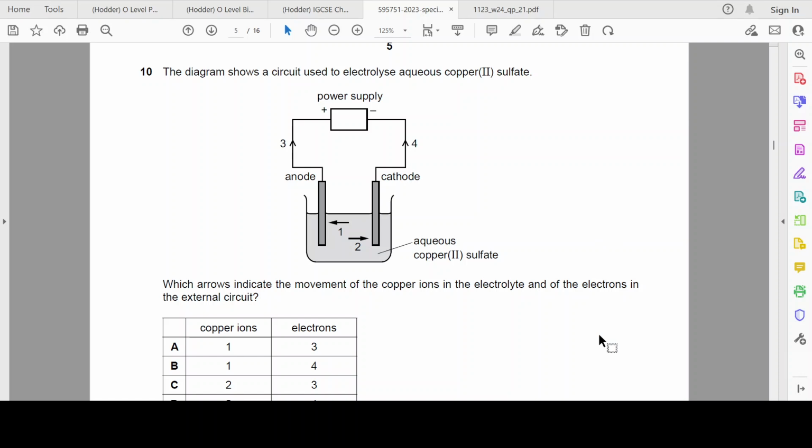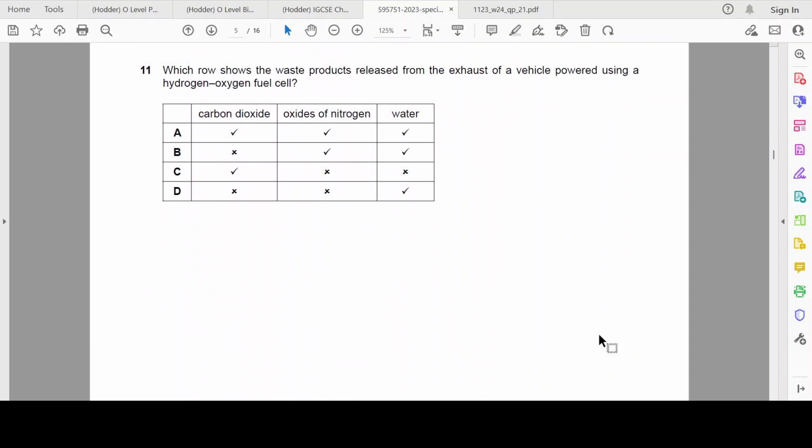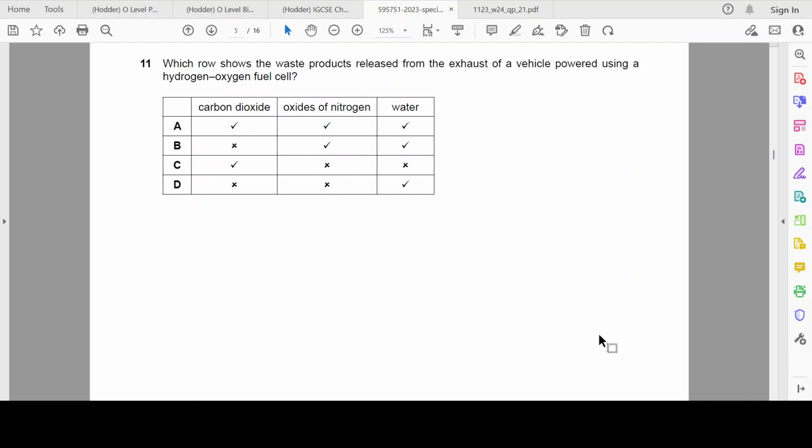We are continuing with the specimen paper from 2023 IGCSE Chemistry 0620, paper 1. We had done up to question 10 yesterday. Here's question 11. Which row shows the waste products released from the exhaust of a vehicle powered using a hydrogen oxygen fuel cell?